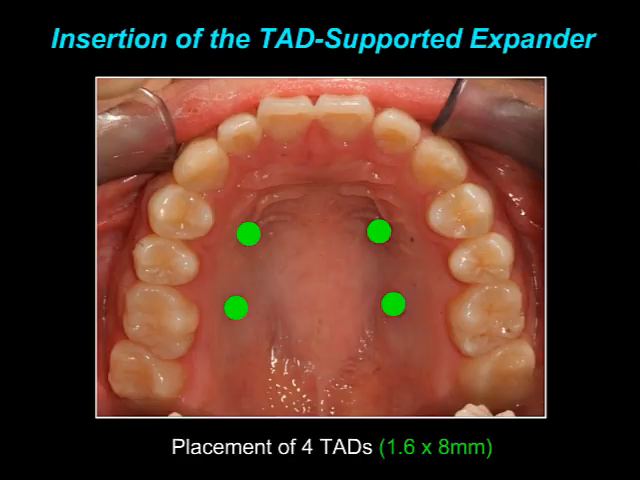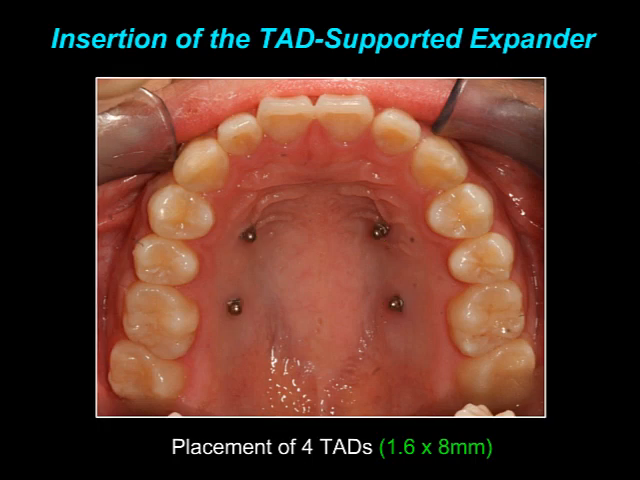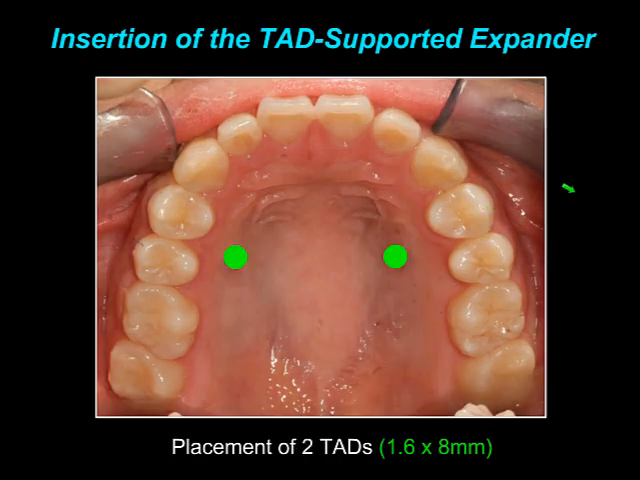For these TAD-supported expanders, you can either use 4 TADs or in some cases 2 TADs. If you're going to place 4 TADs, I'll tend to place one between the 3 and the 4, and then the other between the 5 and the 6. Okay, and then the jack screw goes in between the 2 sets of screws. In some cases, especially on younger adolescents where less support is needed, 2 TADs can suffice, and if that's the case, I will put them between the 4 and the 5.